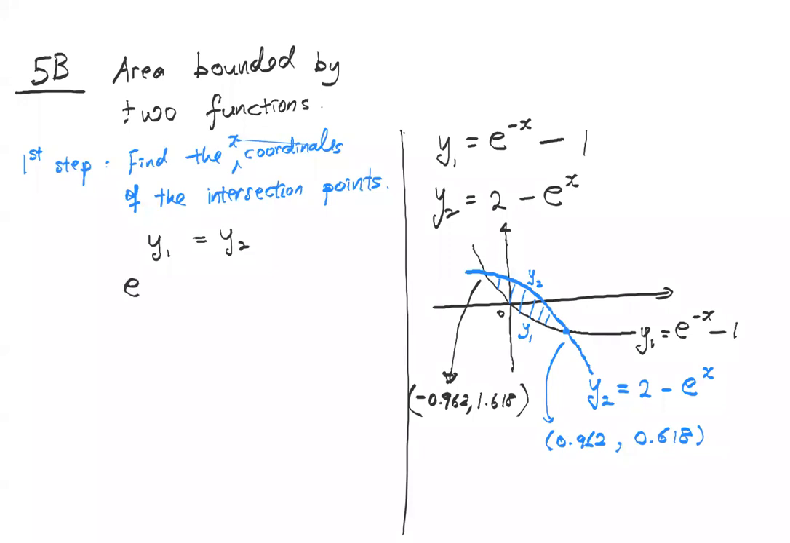e to the power of negative x minus 1 is equal to 2 minus e to the power of x. Okay, when you see this thing, what should you do? Still remember what should you do?